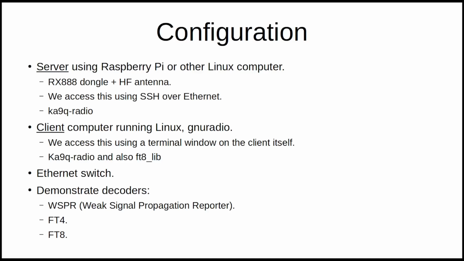The configuration is similar to the previous two videos. We have a server which is using a Raspberry Pi or other Linux computer, and attached to that is an RX888 dongle and an HF receiver antenna. The antenna is an active loop antenna. We will access this computer using SSH over Ethernet, and we'll bring up KA9Q radio, which has been installed on this server computer. On the client computer, we are running Linux, and we may run GNU radio. For this demonstration, we're not.